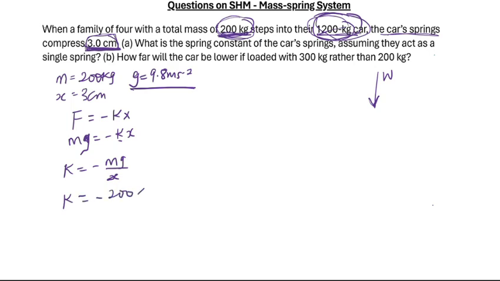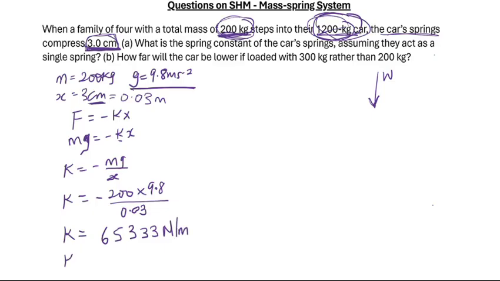Then let's plug in our question. That's 200 times 9.8 divided by x, which is now in centimeter, we have to convert it to meter, which is 0.03 meter. So that is 0.03. Then your spring constant will be 65333 Newton per meter, or we say it is 6.53 times 10 raised to power 4. So this is our spring constant.